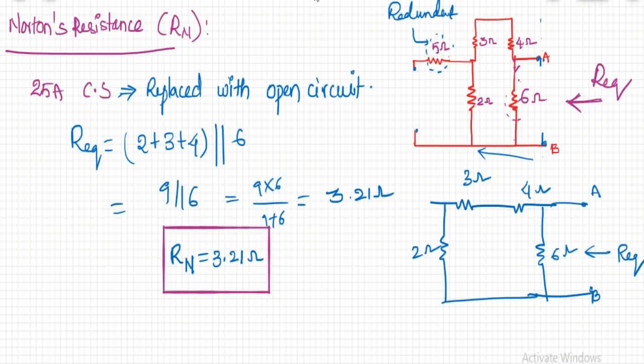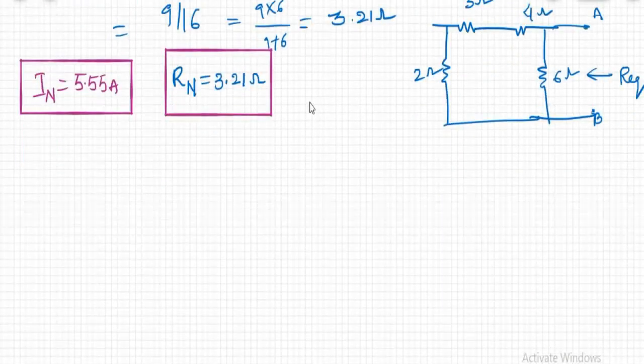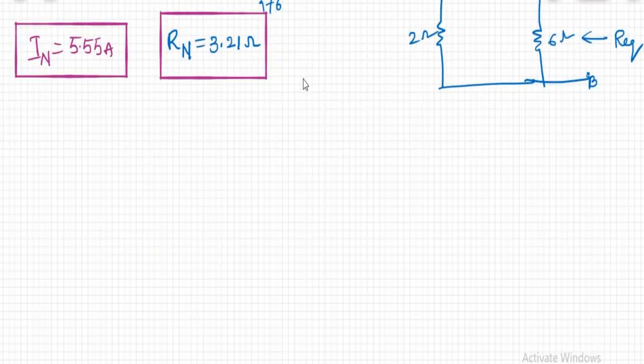Okay, so here we got two variables. The first one is IN, which is equal to 5.55 amperes, and Rn, which is equal to 3.21 ohms. These are the two variables required to draw our Norton's equivalent circuit. We have obtained both of them. Now I am going to draw Norton's equivalent circuit here.